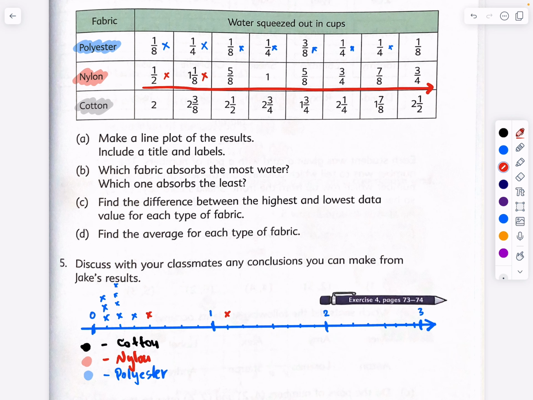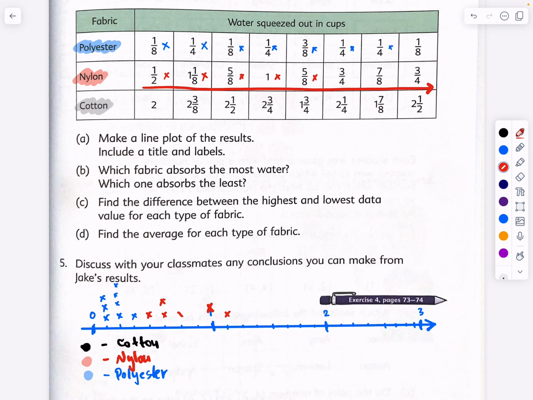Yes, nylon retains more water. Then we have 5/8. So here we go, not 4/8, but 5/8. X that number out. We have a 1. So let's place an X for 1. Finish that value. Another 5/8 is right here. Finish that value.